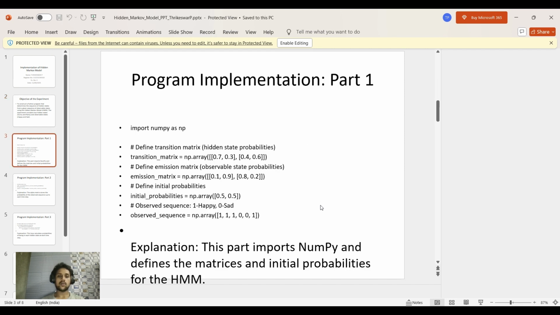Now we are going through the program implementation. First, we want to import the required libraries, that means numpy as np. Now for the hidden state, we are creating a transition matrix, and to define the observed state we are creating an emission matrix, and then we are initializing the initial probability. For the observed sequence, we are arranging 1 as happy and 0 as sad.